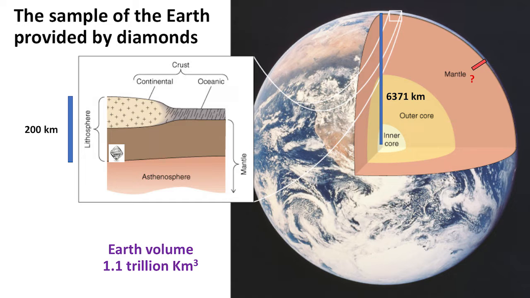So just to put the Earth into context, the Earth's radius is about 6,400 kilometers. That's about 4,000 miles for technologically challenged countries. And that 6,400 kilometer radius gives you a total volume of about 1.1 trillion cubic kilometers that you've got to play with. And diamond is stable pretty much through all of that volume, in theory.